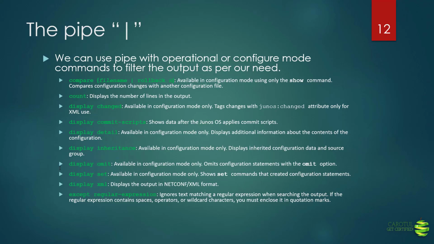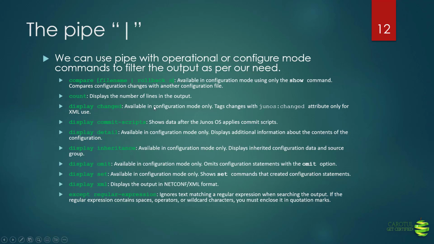And then of course we can use the pipe command. The pipe command is to filter the output that you are using. Some of the interesting things are you can use count, to count the number of lines. Or you can use display set. If you don't want to see the output in a programming language format like XML or JSON, and you want to see it in the normal command format, set command format, you can use display set. If you want to see it in the XML or NETCONF format, you can use display xml. So there are different options here.